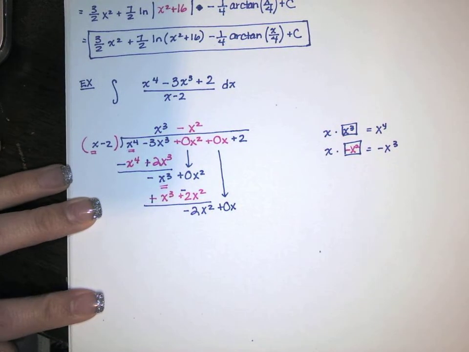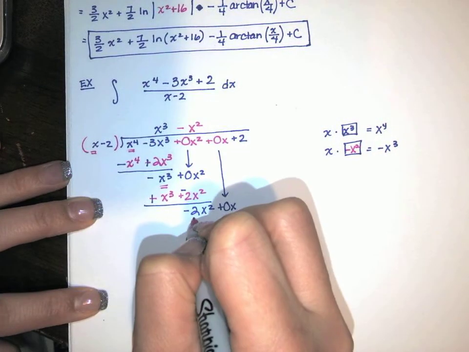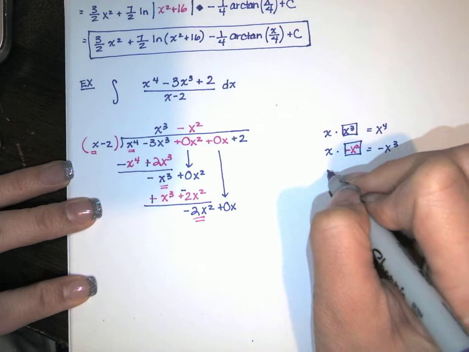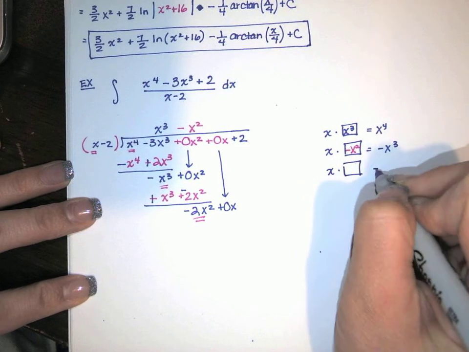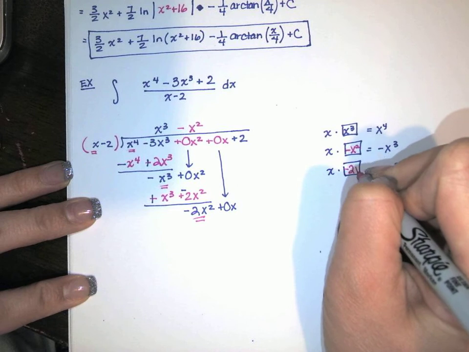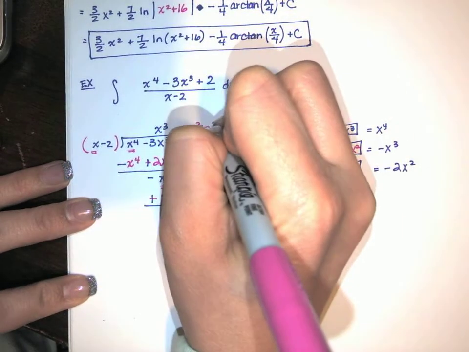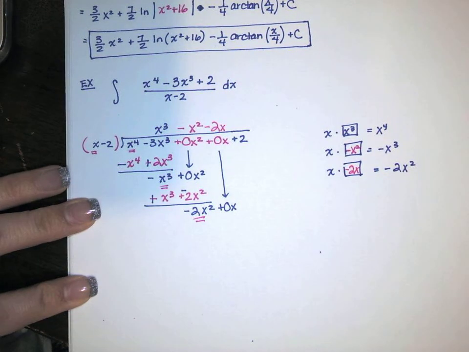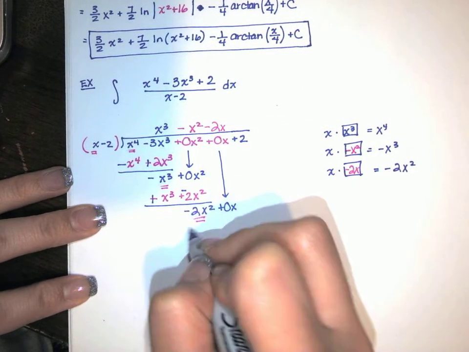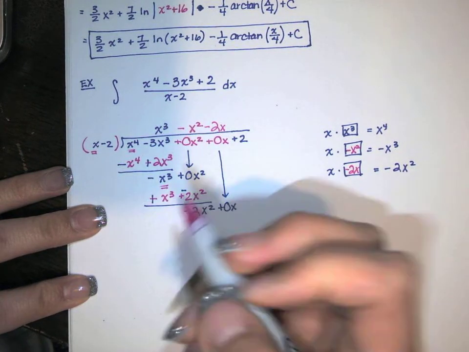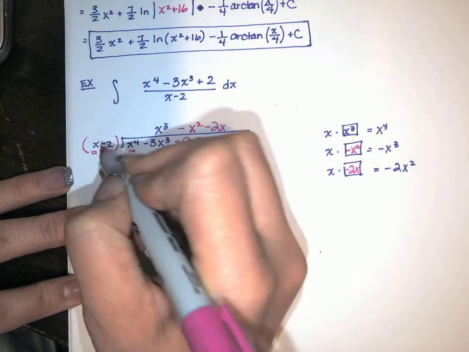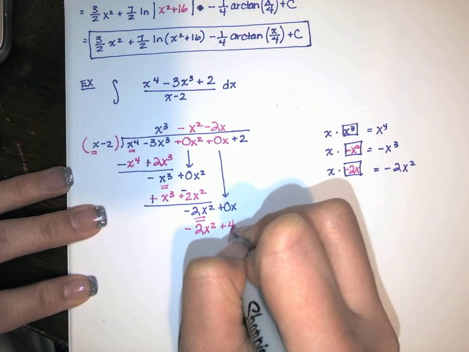Start over. x times what will give me the negative 2x squared? I need a negative 2 and an x. So it's going to go right there. Now distribute. Negative 2x times x is, oops, I'm going to use pink. Negative 2x squared. Negative 2x times negative 2 is positive 4x.